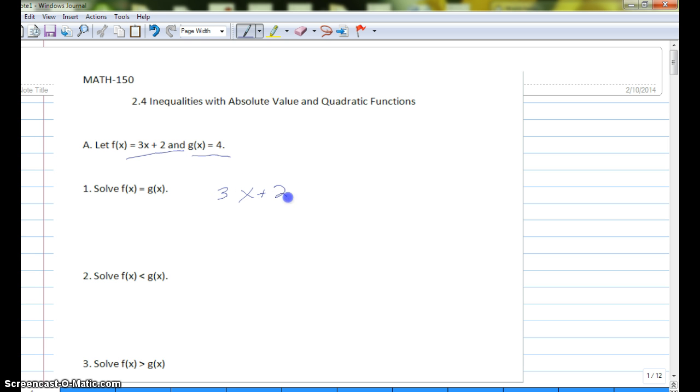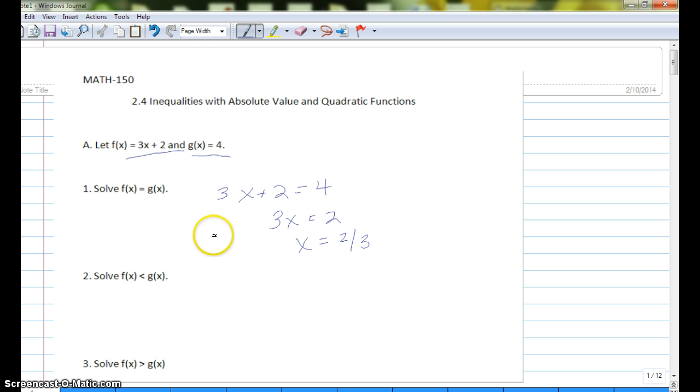3x plus 2 equals 4. Okay, so we'll subtract 2 from both sides. We'll have 3x equals 2. Then we'll divide both sides by 3, and we'll have x is equal to 2/3.